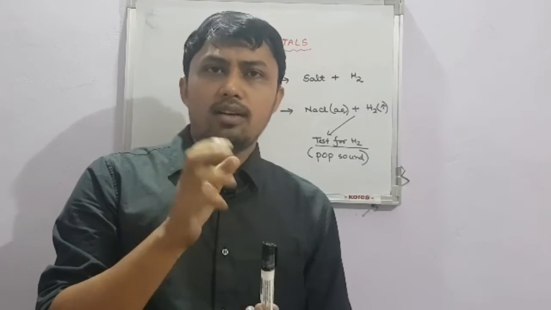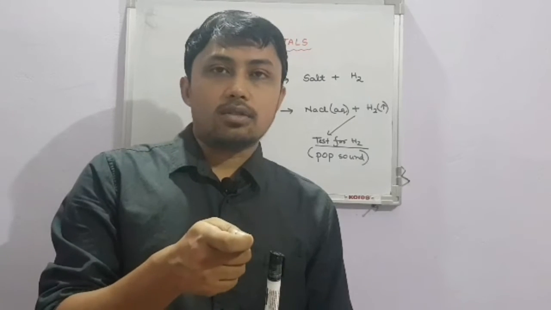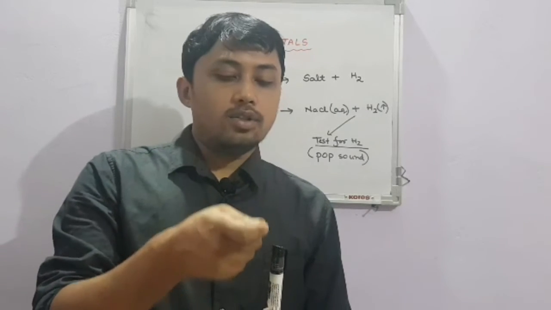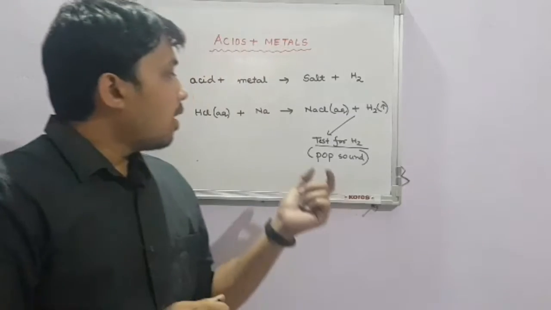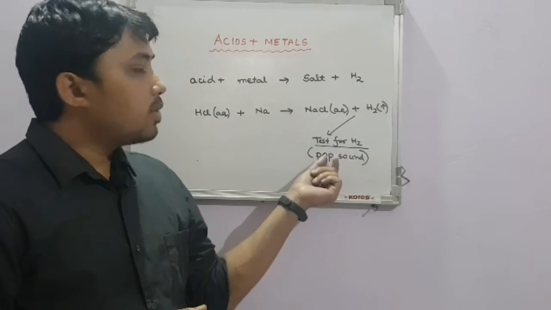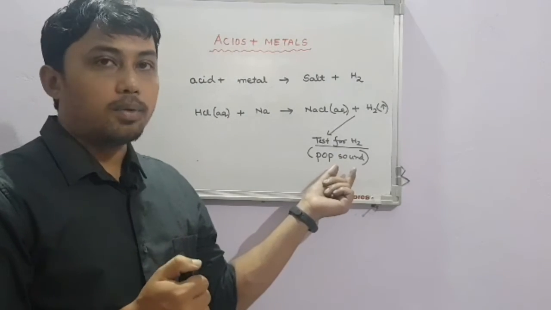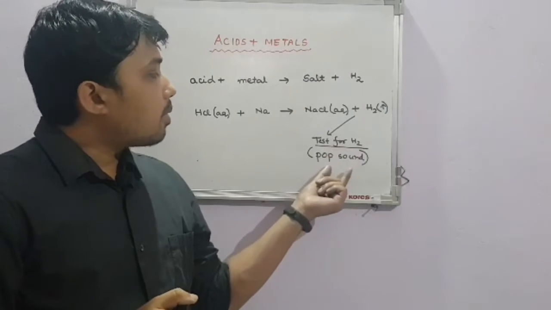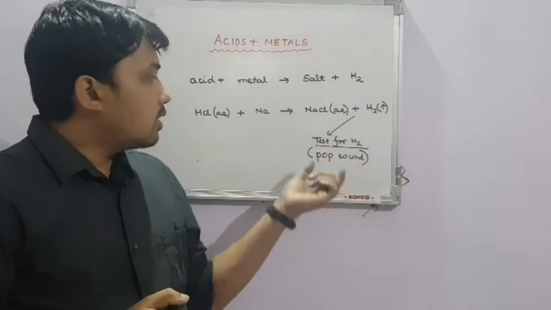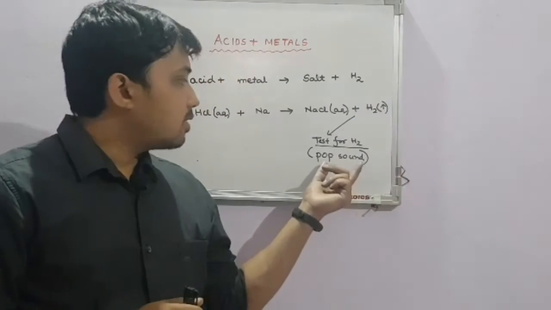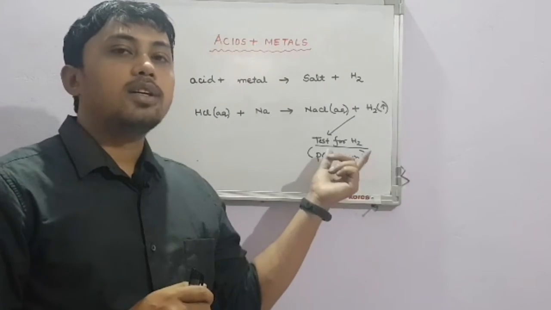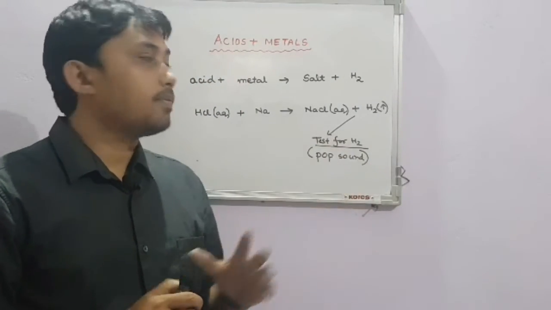Now if it burns with a pop sound, then it is hydrogen gas. You know the pop sound, right? So it goes like this, like that. If it burns like this, the flame will go out, the hydrogen gas will burn. No other gas burns with a pop sound, only hydrogen gas. So this is the test for hydrogen. It is often asked in the exam, what is the test for hydrogen gas? So this is going to be the answer. Hydrogen gas always burns with a pop sound, right?